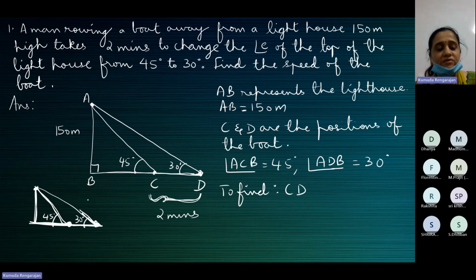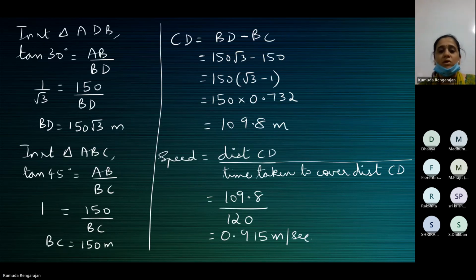So from one triangle, you can find the length of the line segment BD. From the other triangle, you can find BC. BD minus BC will give you CD. That is the distance covered in 2 minutes. CD is distance, 2 minutes is time. So distance by time, 109.8 by 120 seconds will give you the speed of the boat, 0.915 meters per second. Finish writing, online students?